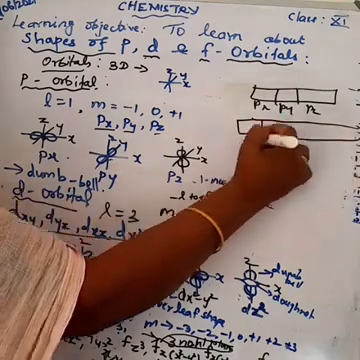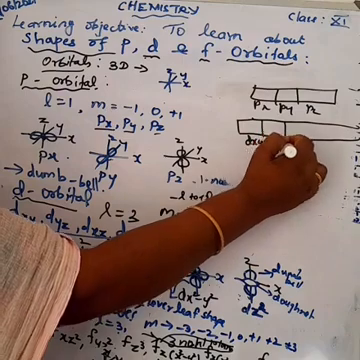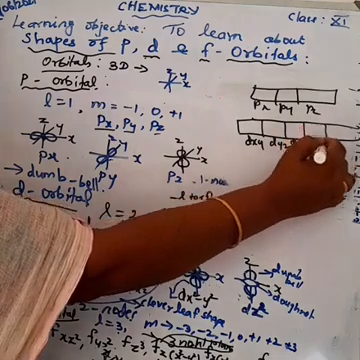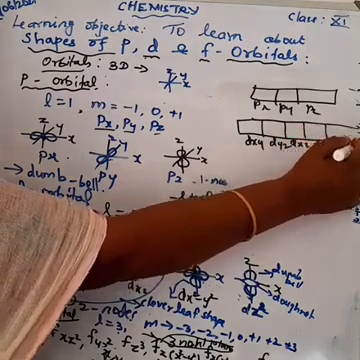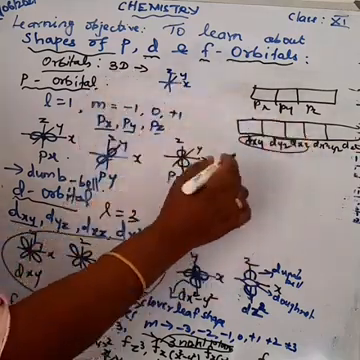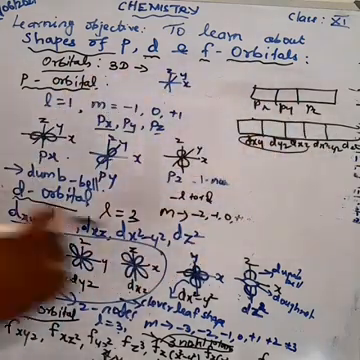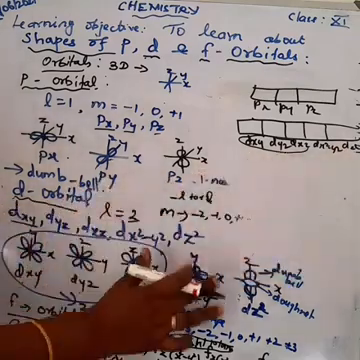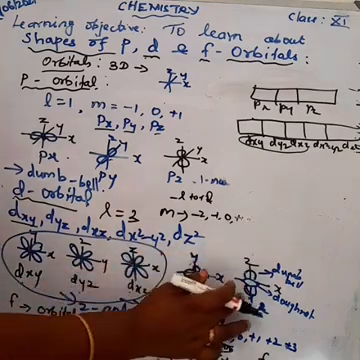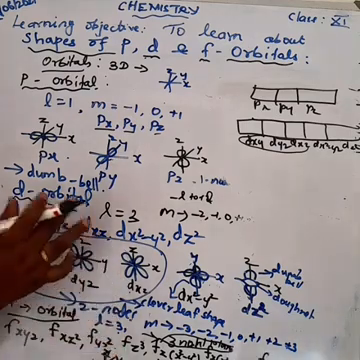What are the 5 orientations? dxy, dyz, dxz, dx square minus y square and dz square. The dxy, dyz and dxz, these 3 have a clover leaf shape, and dx square minus y square is also a clover leaf shape, but its lobes lie along the axes. And dz square is a dumbbell shape with an electron cloud in the middle. These are the shapes and orientations of the d orbital.